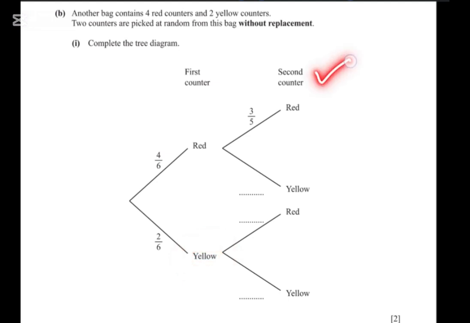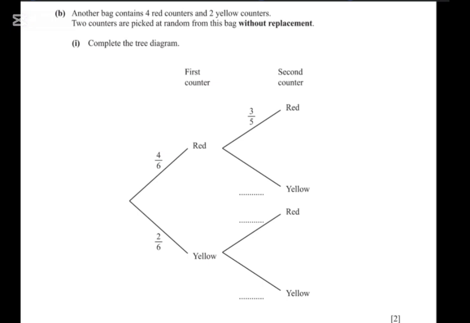When the second counter is picked, it is not replaced. So when the first red counter is picked, the second red counter will have the probability of 3 by 5, because one is already taken off, and the total number of counters will also decrease and the number of red counters will also decrease. Then now we have to fill these 3 blanks. So here, what will be the probability of yellow counter?